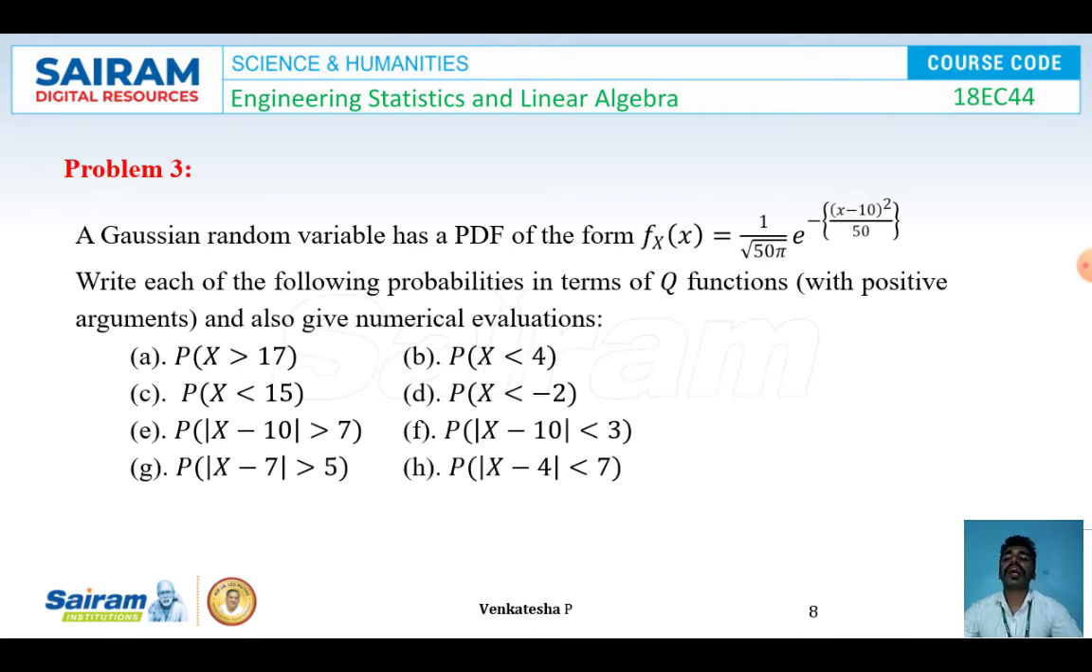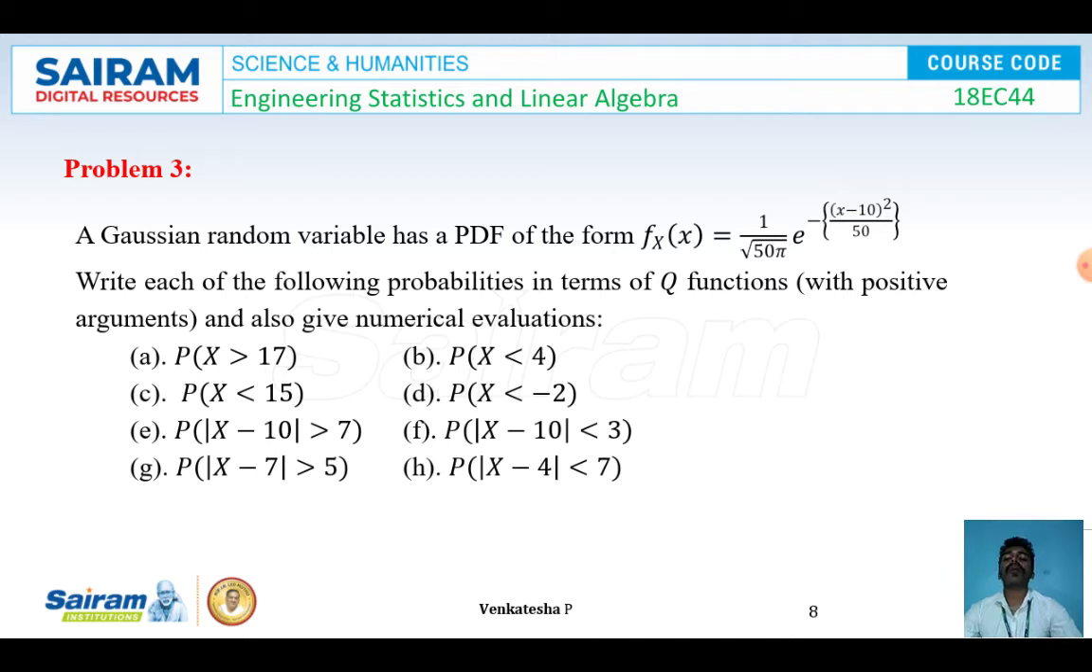Third problem, the Gaussian random variable has a PDF of the form fx of x is equal to 1 by square root of 50 pi e power minus of x minus 10 whole square by 50. Write each of the following probabilities in terms of Q function with positive arguments, and also give the numerical evaluations.